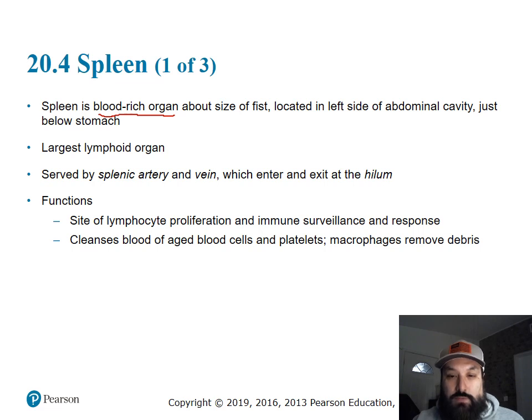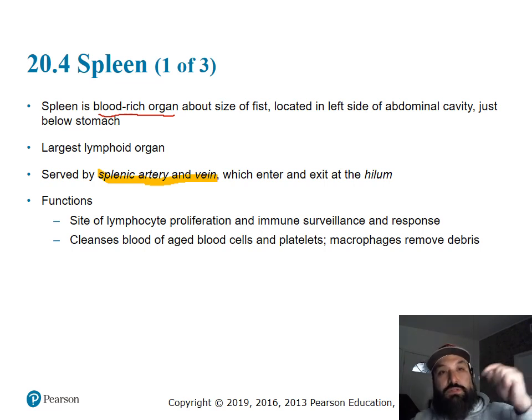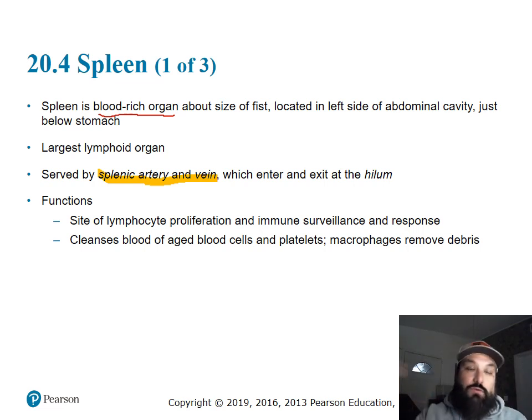Let me highlight that for you. Splenic artery and vein. Okay, splenic artery and vein. They enter a location called the hilum, and so we use this word interchangeably between the spleen, the kidney, and even the lymph node. We call this the hilum, where the entry point to some vessels can be found.